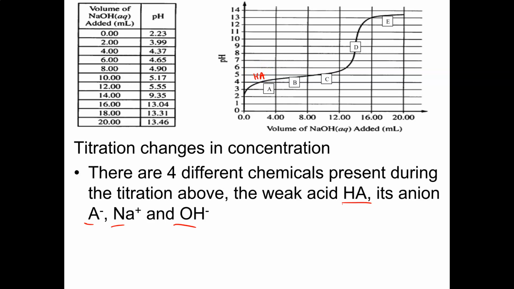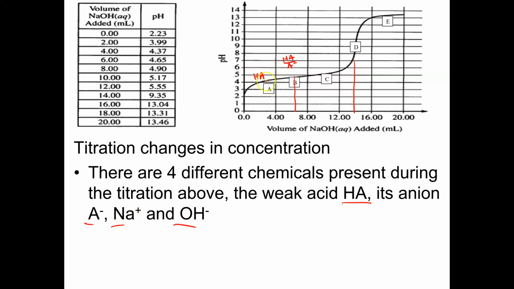HA, right? Your equivalence point looks like to be around 14. So your half equivalence point can be right around here, around 7. So at this point, we expect our HA and our A- to be equal to each other. What about Na+, you ask? Well, you're adding Na+ from the NaOH, right?